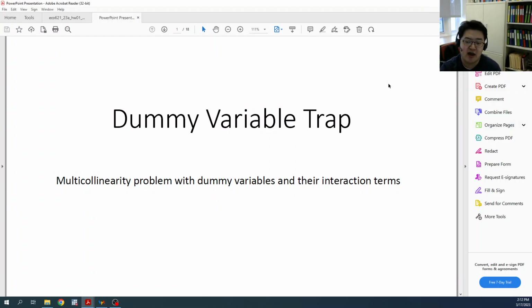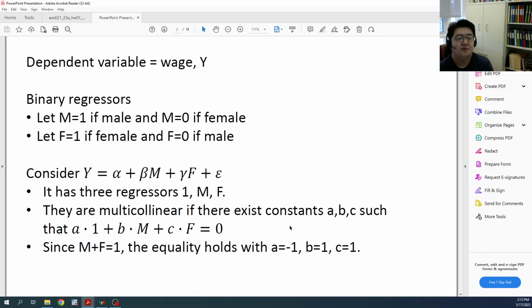So dummy variable trap, and by the way, dummy variables and interaction terms are the main topic of this lecture. They are very important in practice. So theoretically, I'm introducing them in the chapter on multicollinearity, but actually they are important in their own right. So you can think of it as an extra lecture. Okay. So let me think about a simple example.